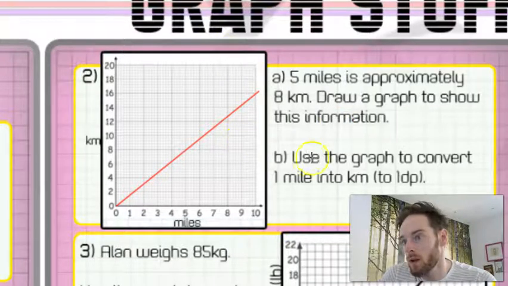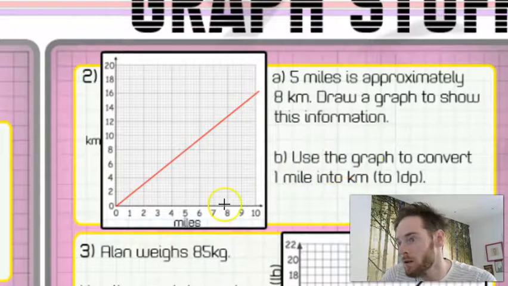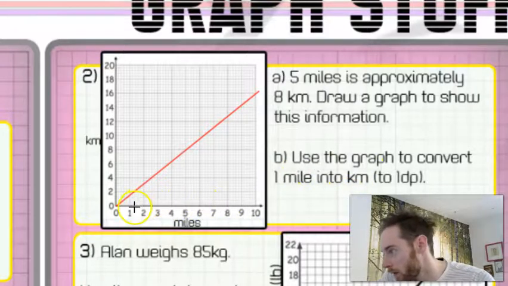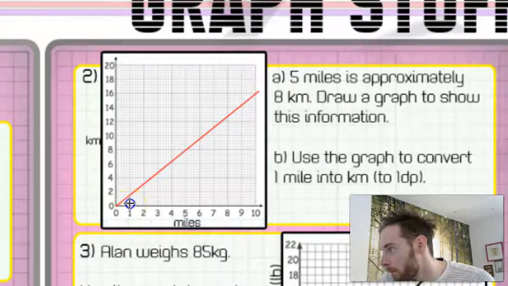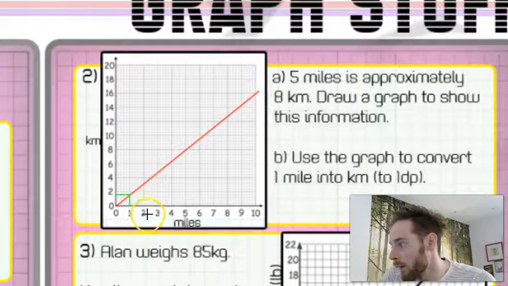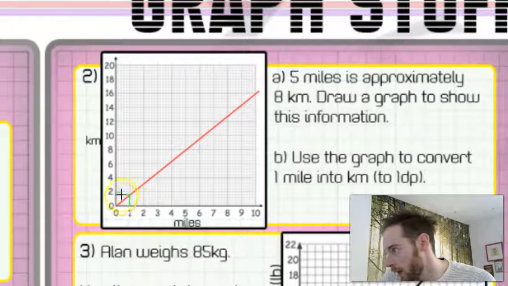And then we've got to convert. Let's see if we can get a different color here. Let's get the green. Use the graph to convert 1 mile to kilometers, to 1 decimal place. So 1 mile, go up from that and go across. We've hit our red line, and then we go across. I think that is 1 point... well, we have to look at the scale there.